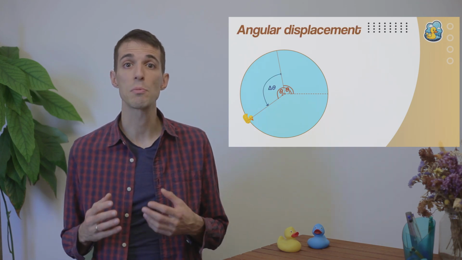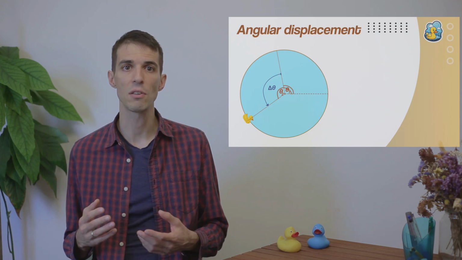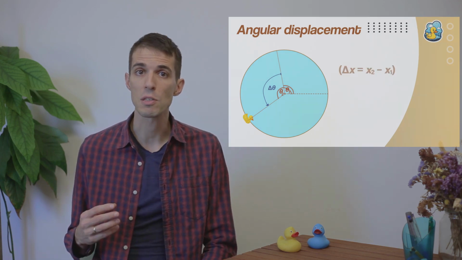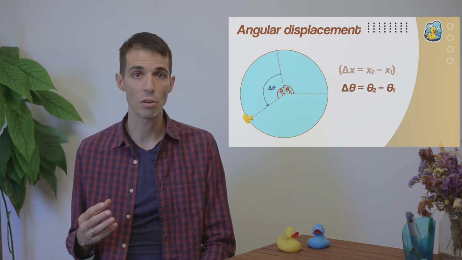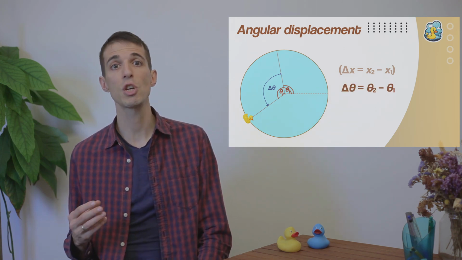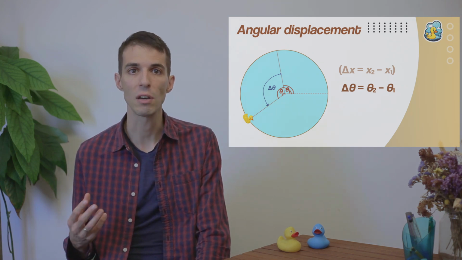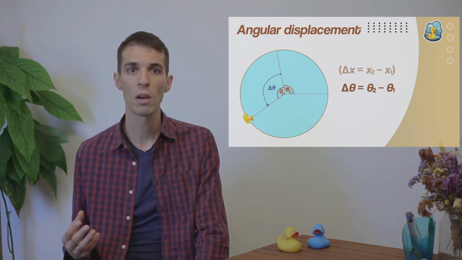Yes. As our rubber duck swims around, the angular position, theta, changes. The difference between the starting position and where it is now is called the angular displacement, delta theta. Just like linear displacement is the change in position along a straight path, angular displacement, delta theta, is the change in angular position, theta, as an object rotates. Angular displacement tells us not only how much an object has rotated, what angle, but also in which direction.